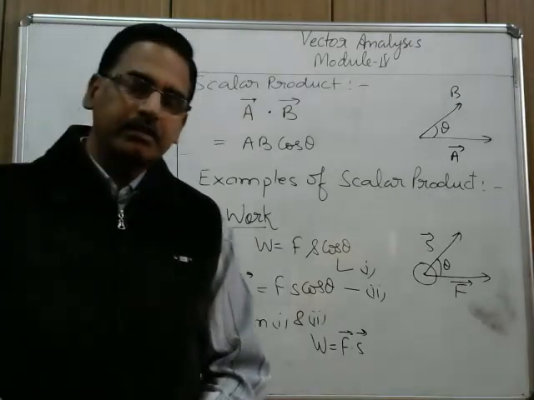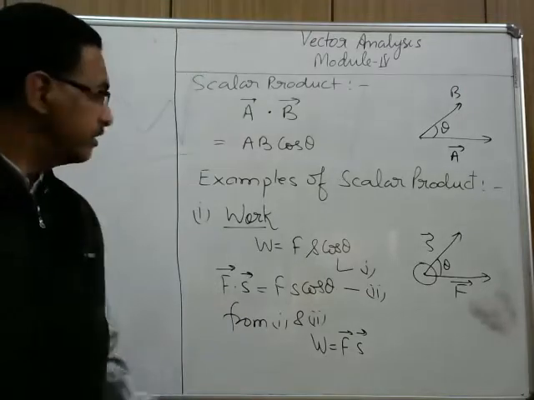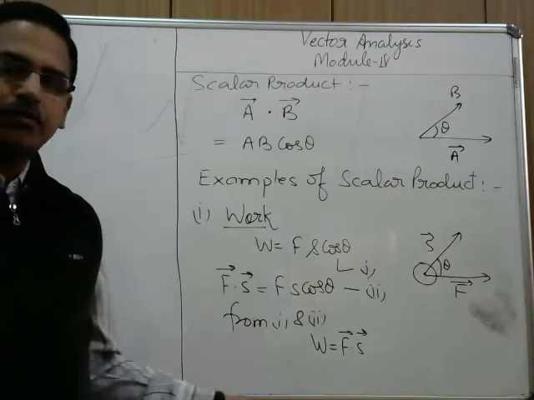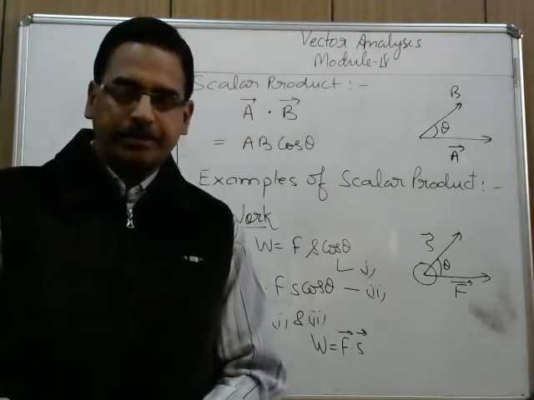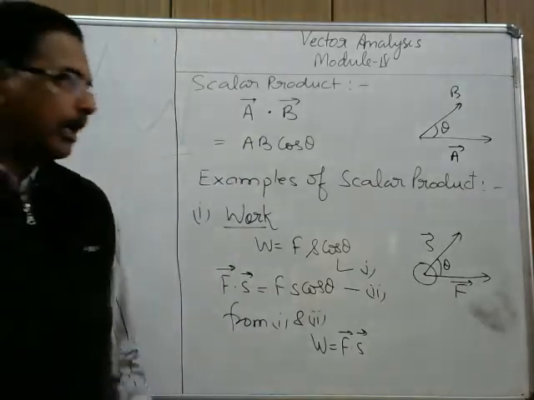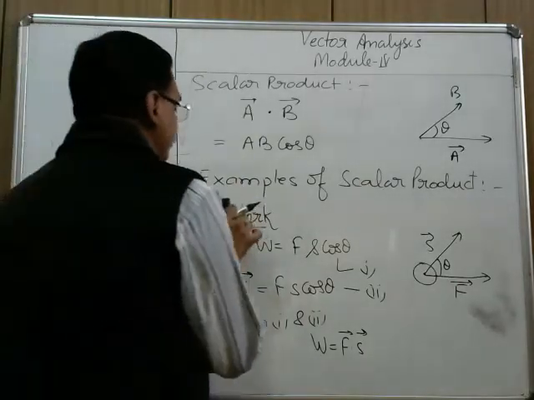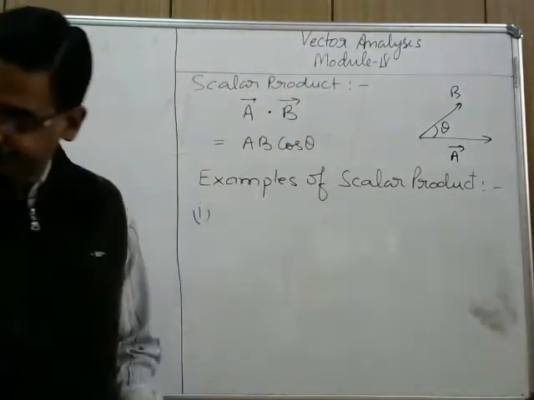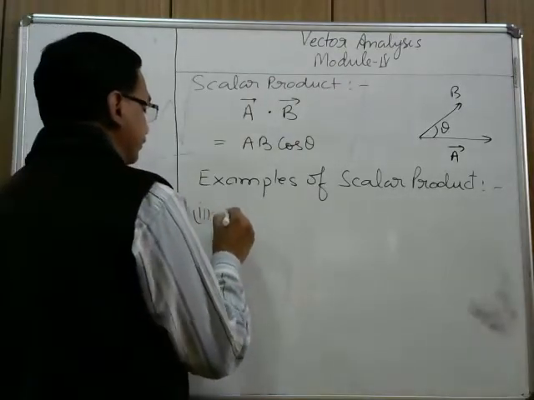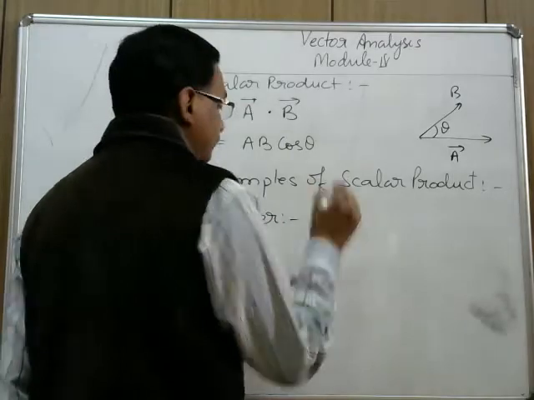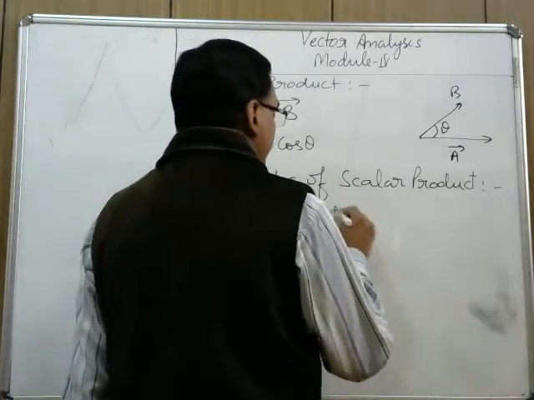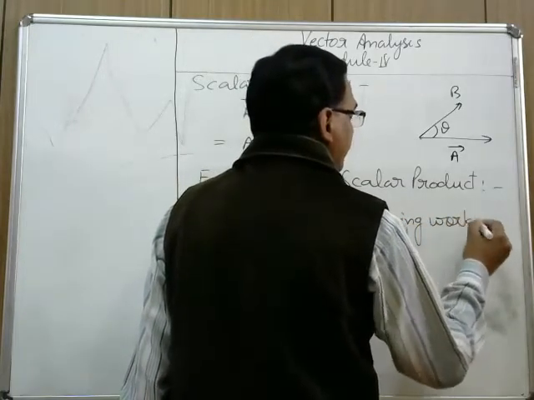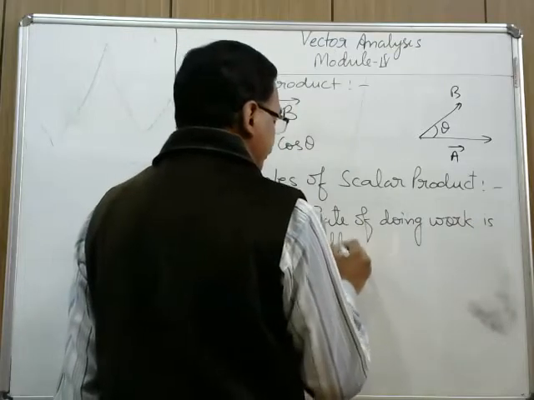Therefore, work is a scalar quantity, because work is the scalar product of force and displacement. F dot s equals work. So, work is a scalar quantity. Another example of scalar product is power. Rate of doing work is called power.